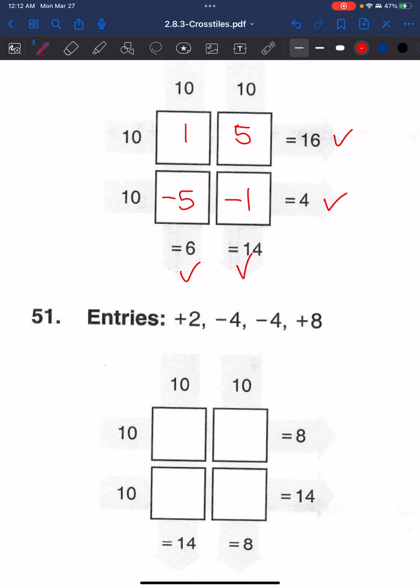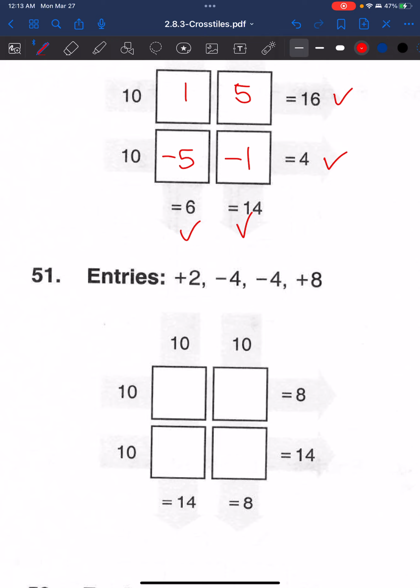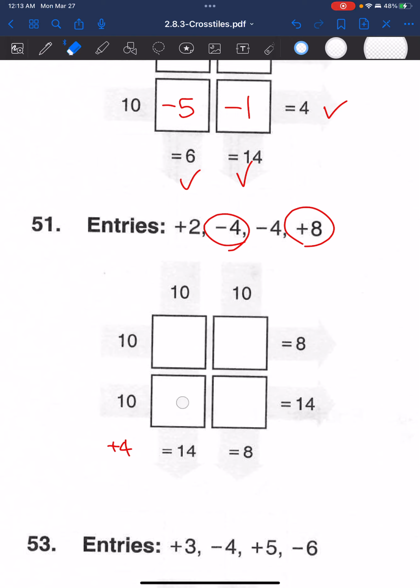Okay, so I'll be going over the solution for question number 51. The possible numbers that we can use are plus 2, negative 4, and 8. Let's look at the left column first. To get from 10 to 14, we need to add 4. And adding 4, the only combination that works using the numbers that we are given is negative 4 and 8. And so we're going to figure out which order it should go in.